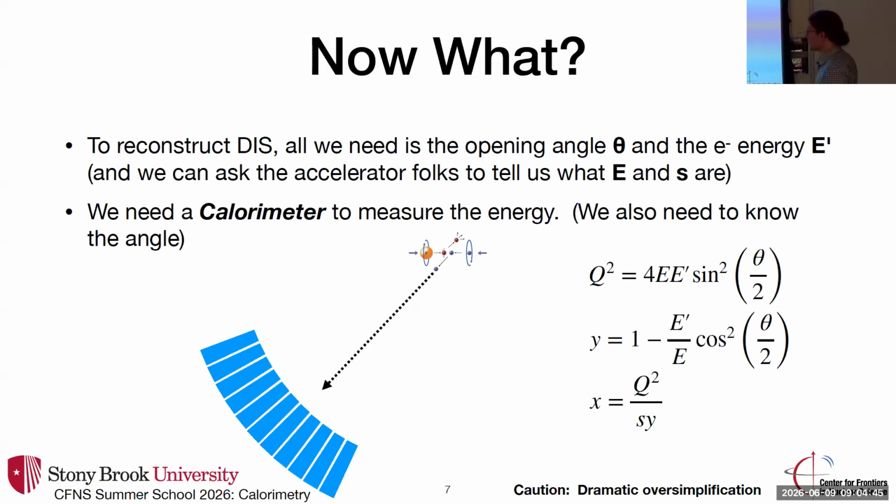So we'll just put something there. It's a calorimeter, and it's going to measure the energy. And I'm going to segment it so that from which one my electron strikes, I get the angle. And in principle, I can just run this as my experiment. This is a dramatic oversimplification. Do not try to build your detector this way.